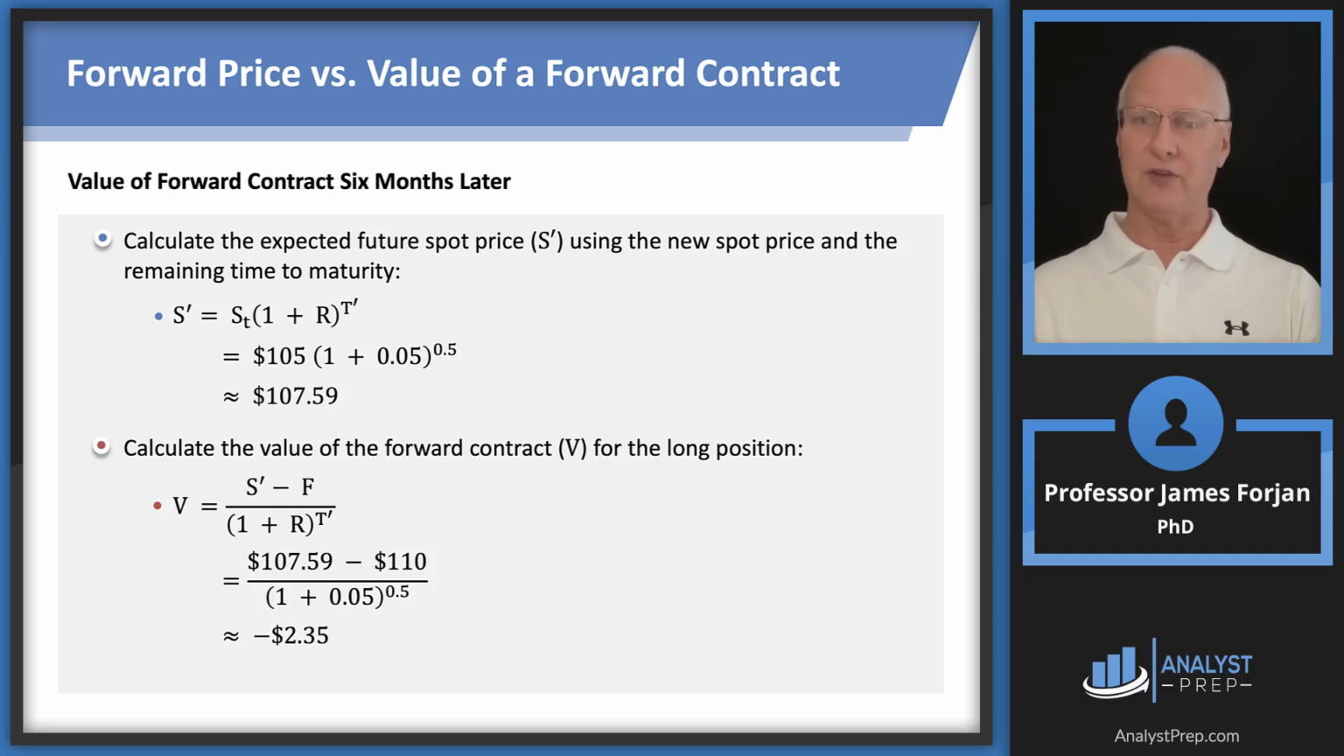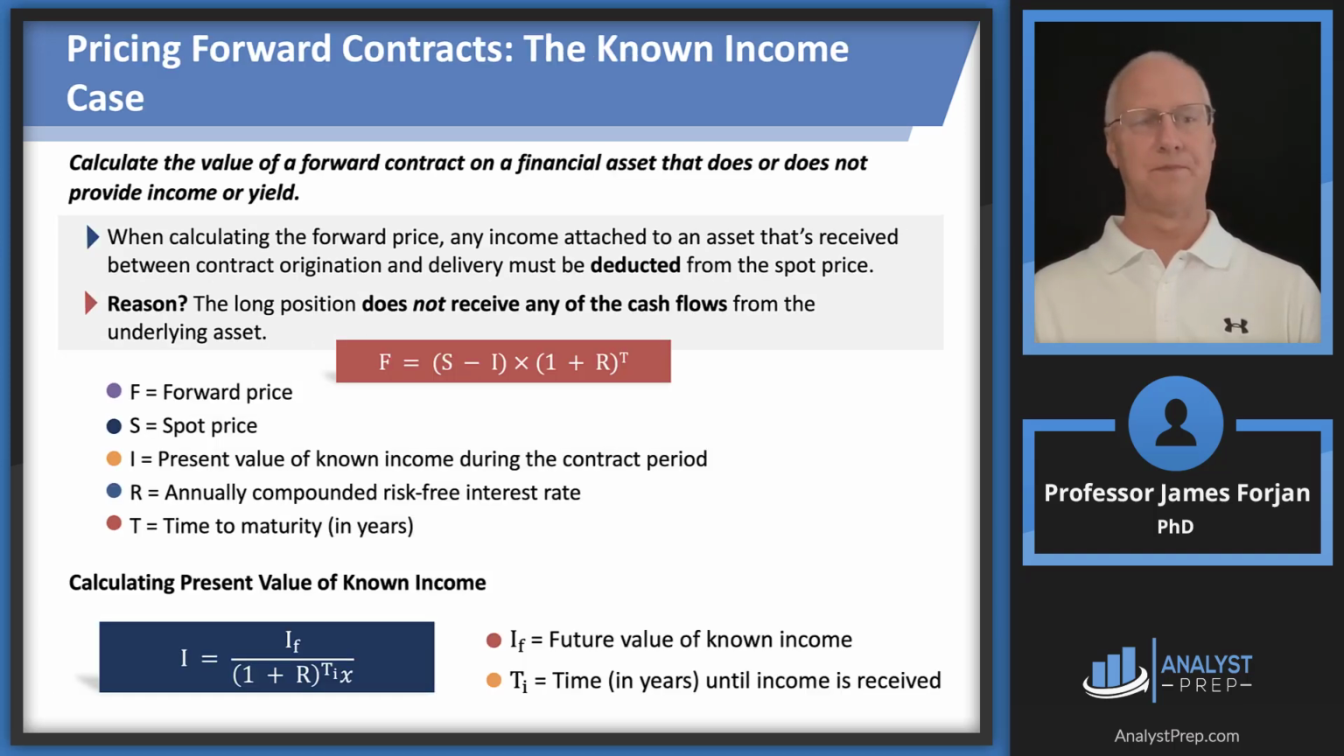So when you're on the exam, make sure that you answer the question that is being asked. GARP has to say, calculate the value of the long position or calculate the value of the short position. One will have a positive sign next to it, and one will have a negative sign next to it. Now, of course, what we just did is we computed the value of a forward contract that does not have any income or yield.